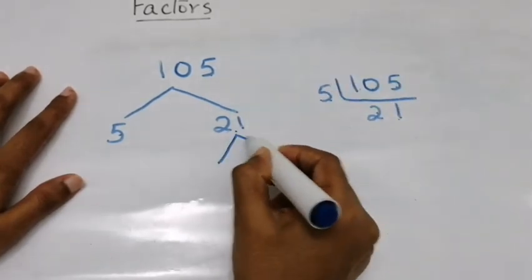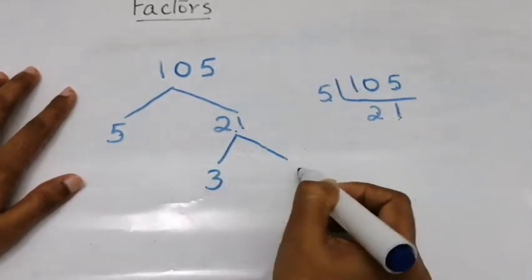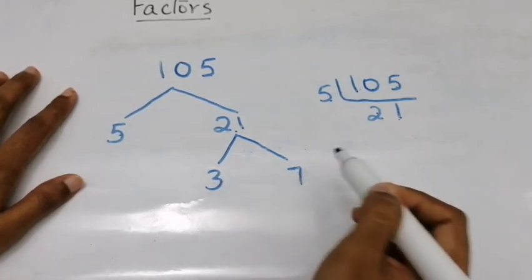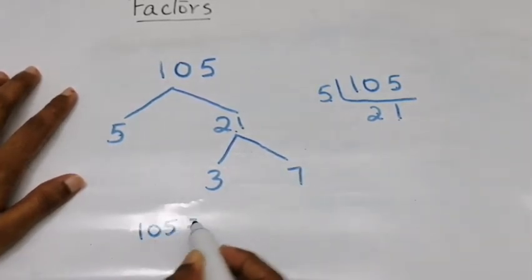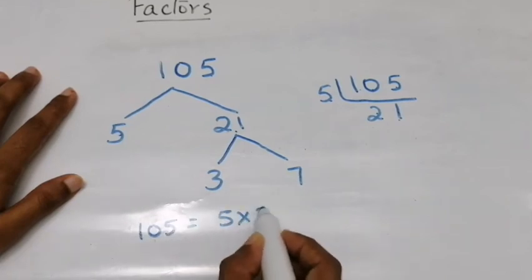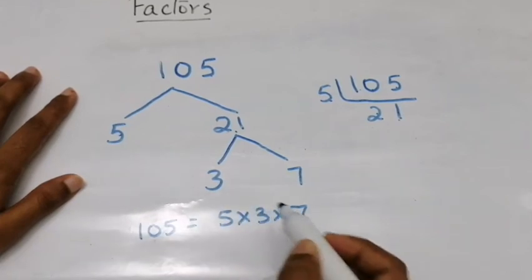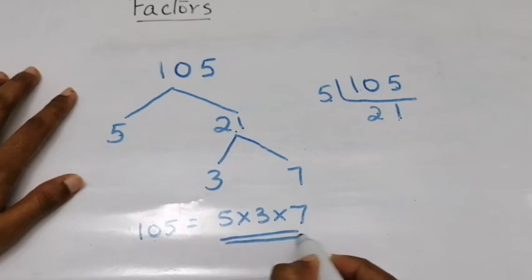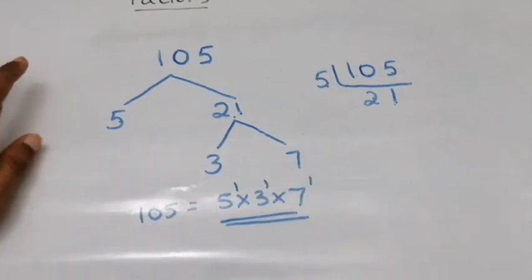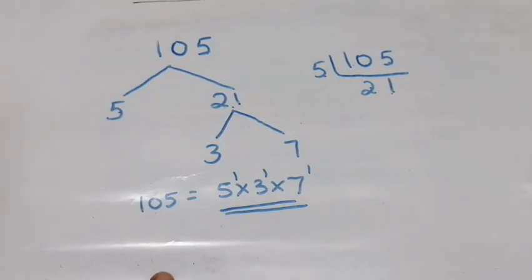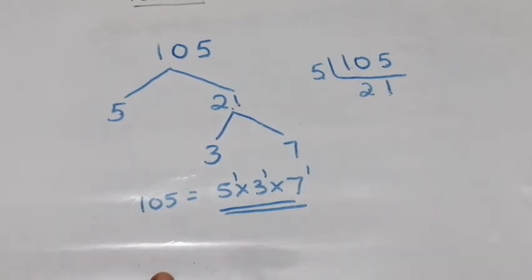Now 21 I can break up. How much? 3 into 7. Now can you break up 3 and 7? No, we cannot. So what is the answer? 105 is equal to 5 into 3 into 7. This is the answer. Here, as you know, all our powers are 1, you can't do anything more. So 5 into 3 into 7 is the answer. Okay.